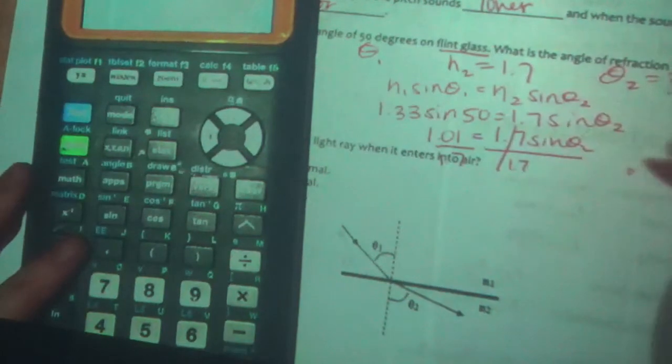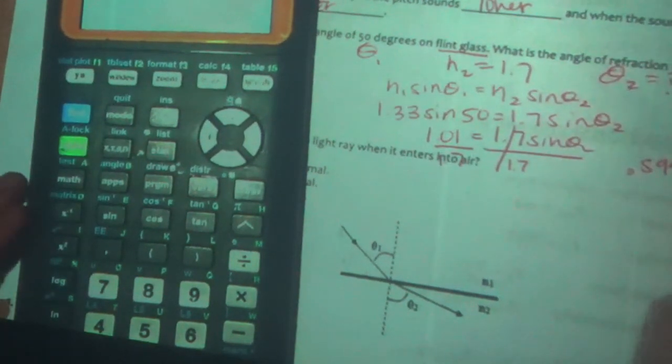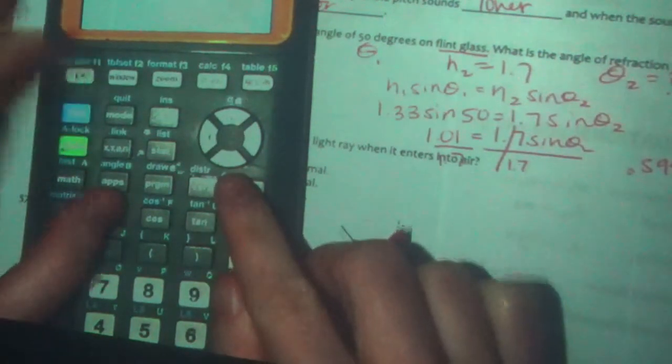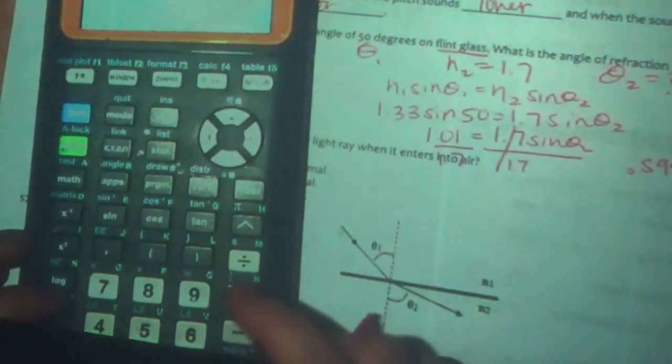That gives me 0.599 equals sine of the angle, and then the last step is to undo the sine. We do second sine of that number, and that's going to give us 36.8 degrees. And then we look, it refracts at 37, just round it up.